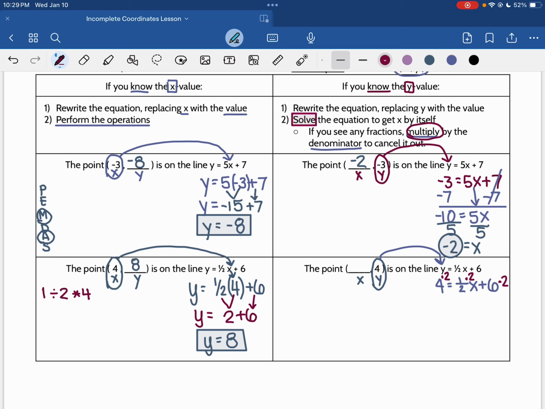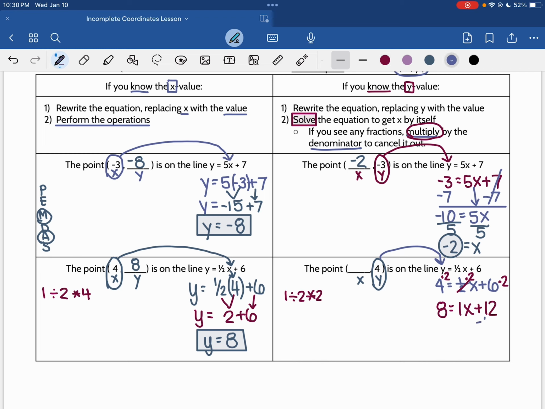Now, I think most of us know that 4 times 2 is 8. 1/2 times 2 would be 2 halves, which is a whole, or 1. You can also do that as 1 divided by 2 times 2. But those 2's are going to cancel, and you're going to have 1 left. That was the whole point. And then 6 times 2 at the end is 12.